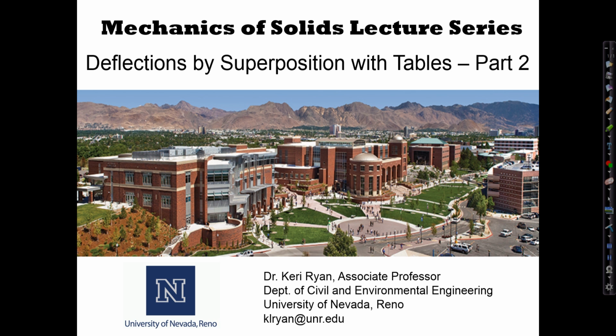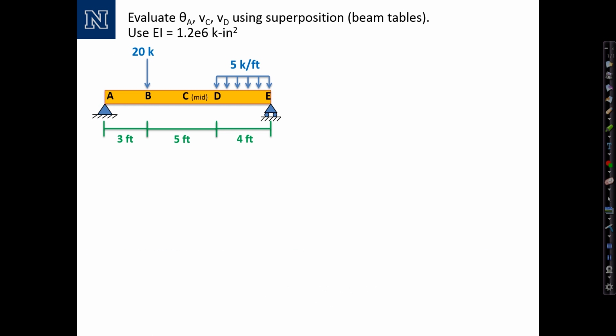In this series of videos, we're evaluating deflections using the superposition method with the assistance of beam tables. The next example that we'll look at is a simply supported beam with a point load at B and a distributed load between D and E. I'll give a quick sketch of the deflected shape of that beam.